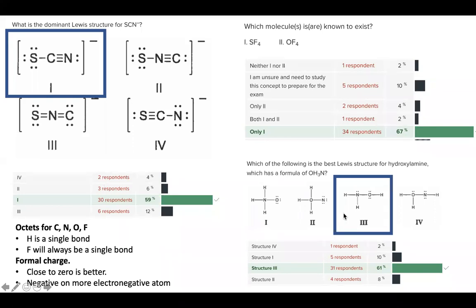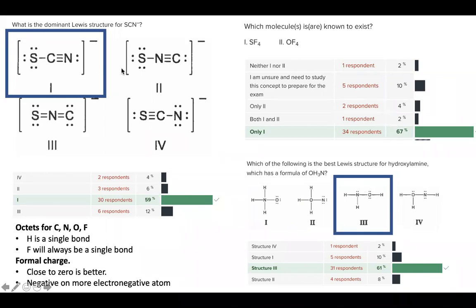So the way it comes together, if I look within here on the bottom right, this would be an example where I have octets or hydrogen with just a single bond. And I also have formal charges of 0 for the nitrogen and the oxygen. So that's a great structure right there. That's definitely the one that I would choose both on octets and formal charges.